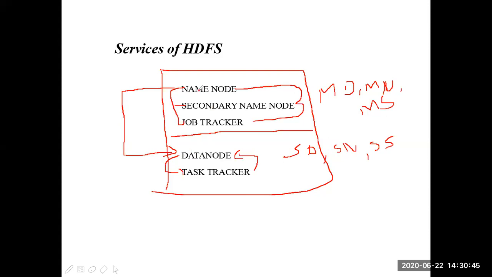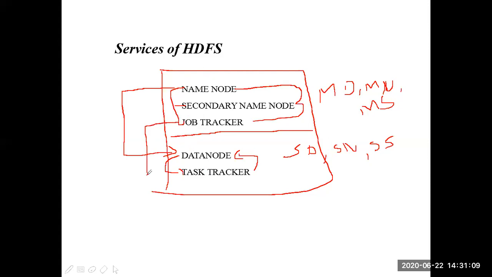Data node will act as slave for the name node. Inside the master part, anyone can communicate with another. But when we come to the slave part, only name node in the master part can communicate with data node. Name node cannot contact task tracker. Only name node can communicate with data node.